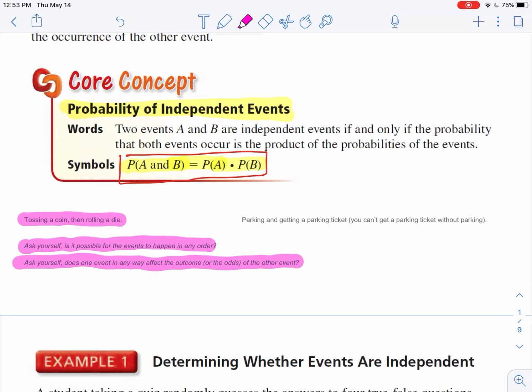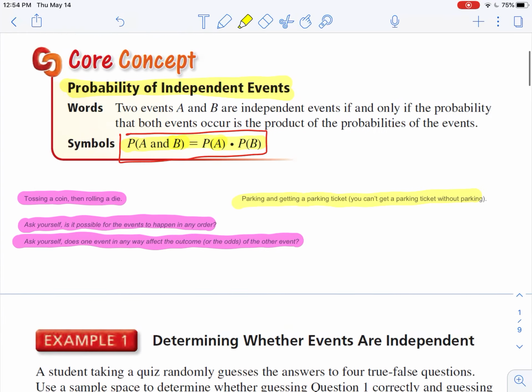So let's consider a different scenario, though. If we're talking about parking our car and then also getting a parking ticket, you can't really switch the order of those events around and have it make sense, meaning you wouldn't get a parking ticket if you didn't first park your car. And so obviously the outcomes there are dependent on one another. Getting a parking ticket depends on whether you've parked in a no parking zone or a parking zone. So just a couple of quick examples to help us understand what it means for things to be dependent or independent. But let's take a look at a problem and see if we can talk it through.